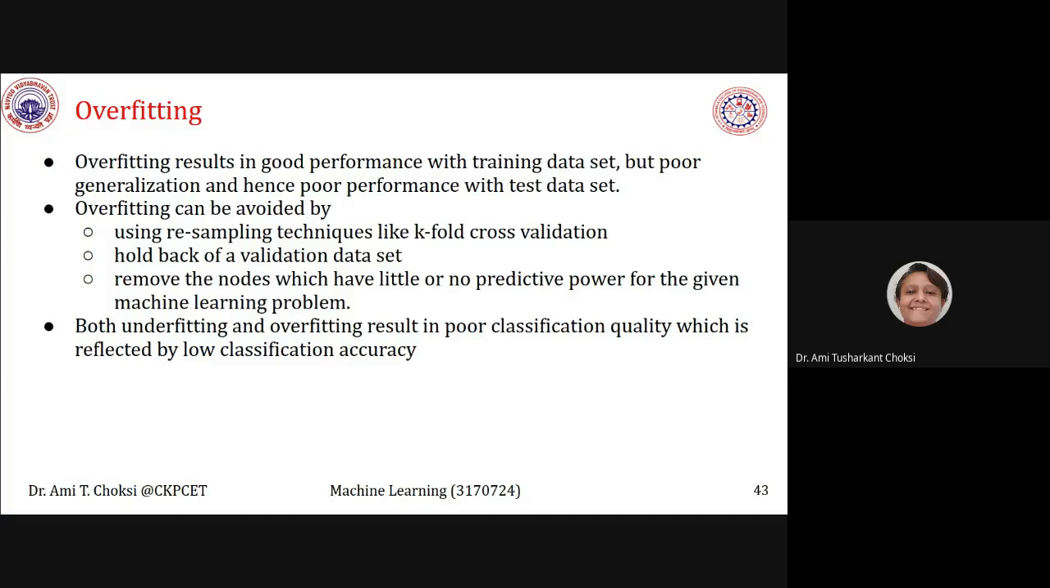Overfitting can be avoided by using resampling techniques like K-fold cross validation, holdback of a validation data set, and we can say the third way is to remove the nodes which have little or no predictive power for the given machine learning problem. Both underfitting and overfitting result in poor classification quality, which is reflected by low classification accuracy.